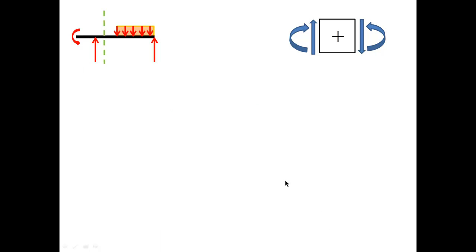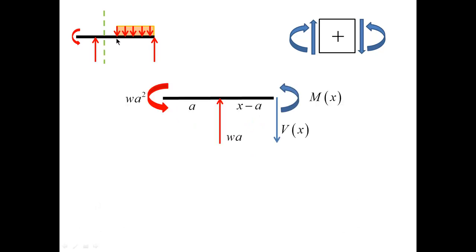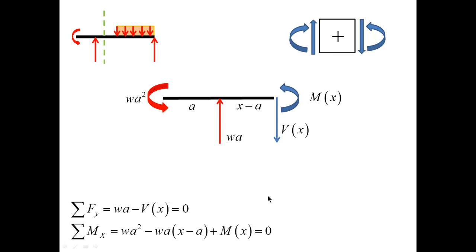Next, I will look at the cut between the force and the distributed load. The total length of this segment is x. a is the distance between the couple and the force, and the distance between the force and the cut correspondingly is x minus a. Again, I write the equilibrium equations using this point as the pivot for the moment equation, and I obtain the following answers.